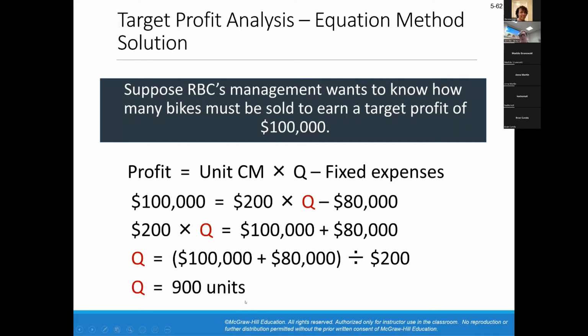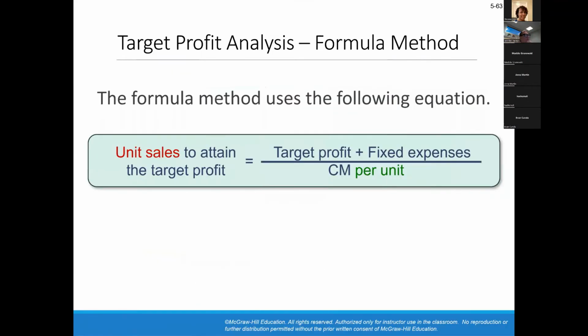So now I know how many units I have to go out and sell in order to reach that target profit that I set for myself. We're doing the same formula, you just plug in a number for the profit instead of 0. The formula method uses the following equation. It's basically the same thing, just set up a little differently. We have the target profit plus the fixed expenses divided by the contribution margin per unit. So either one will work.